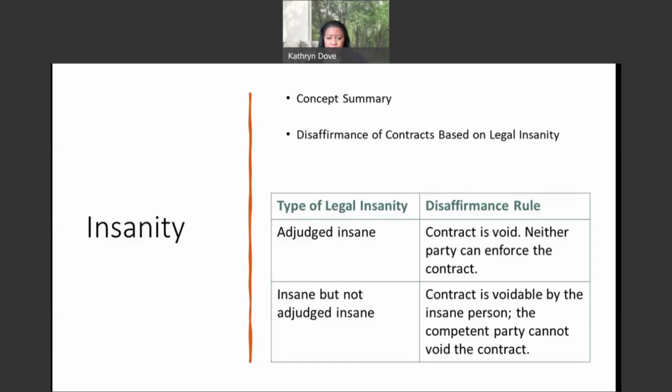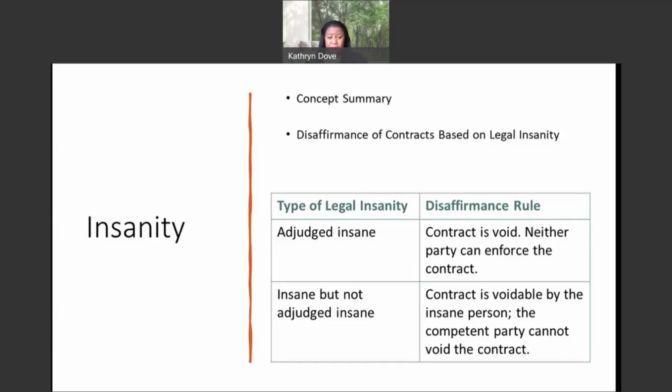It could be disaffirmed by the insane person or their representative. However, if they enter into a contract for the purchase of a boat, the seller of the boat, if that person is mentally sane, they cannot avoid the contract. It is only the person who lacks the capacity who can disaffirm and avoid the contract. So it's good to know. If a person's adjudged insane, contract's void.